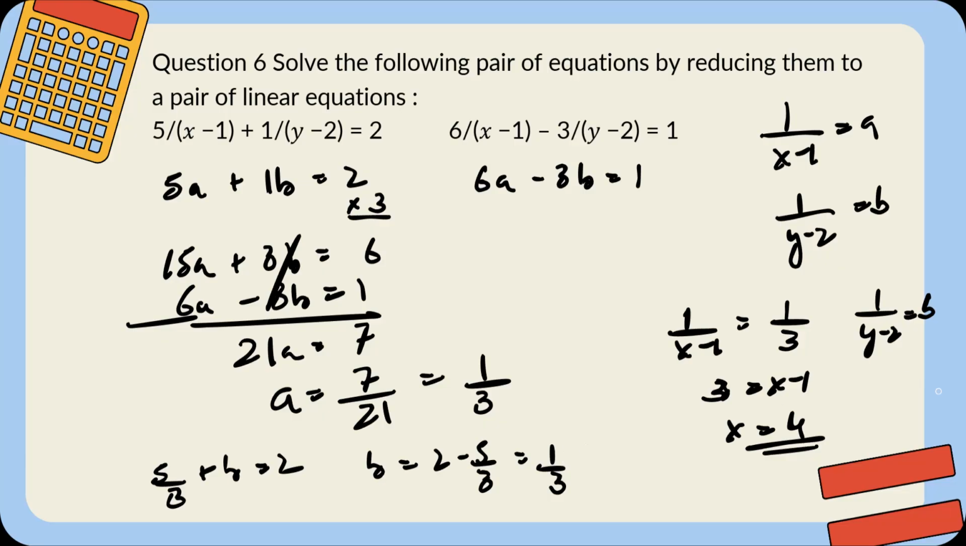If b is 1 by 3, 1 by y minus 2 is equal to 1 by 3. So cross multiply, right? So 3 is equal to y minus 2. So y minus 2 is equal to 3, y is equal to 3 plus 2, which is 5.